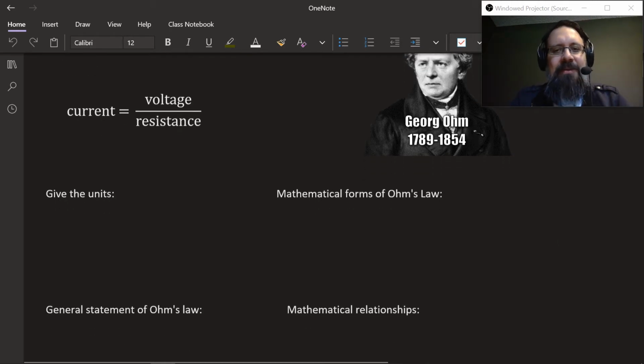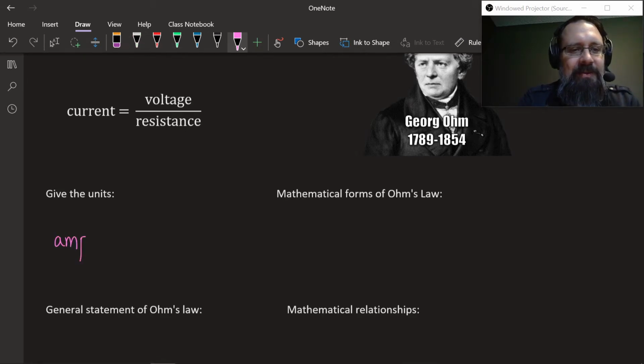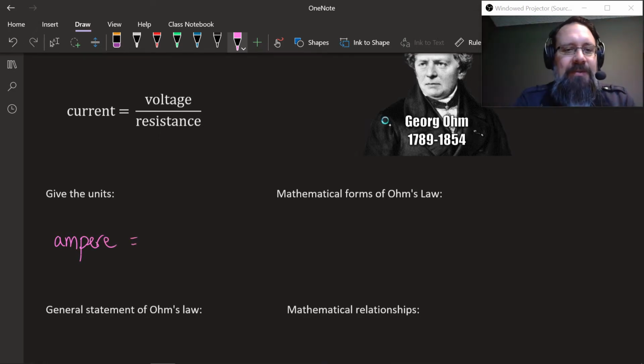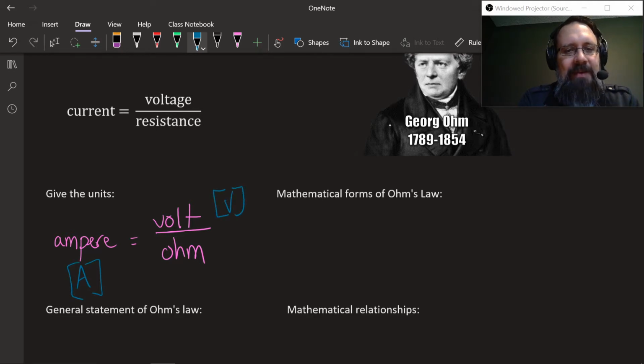All right, let's give the units. So if we look at this equation, current equals voltage over resistance. If we write out the units, the units of current are amperes. Most people just call those amps. So that means that an ampere or an amp is going to be equal to a volt divided by an ohm. The symbol for the ampere is an A. The symbol for the volt is a capital V. And the symbol for an ohm is the omega.